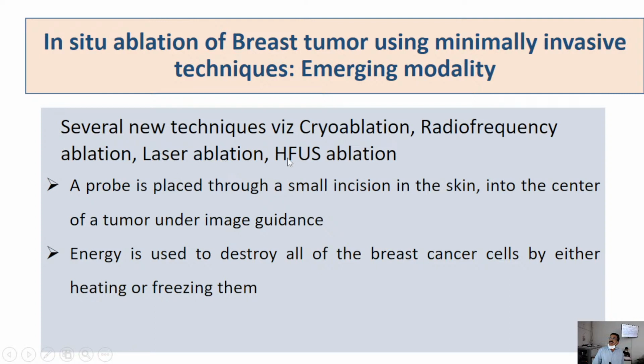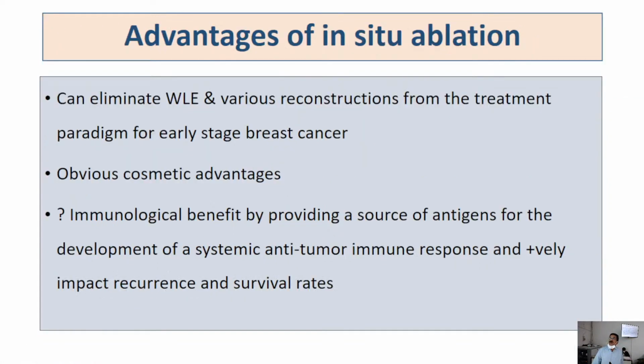And in this, what you do is that you use several techniques like laser, cryo, high-frequency ultrasound. A probe is placed through a small incision into the skin in the center of the tumor under image guidance, and some sort of an energy is used to destroy all of the breast cancer cells, either by heating or freezing them. And the obvious advantage is it eliminates wide local excision and various reconstructions, obvious cosmetic advantages, and probably has an immunological benefit too.